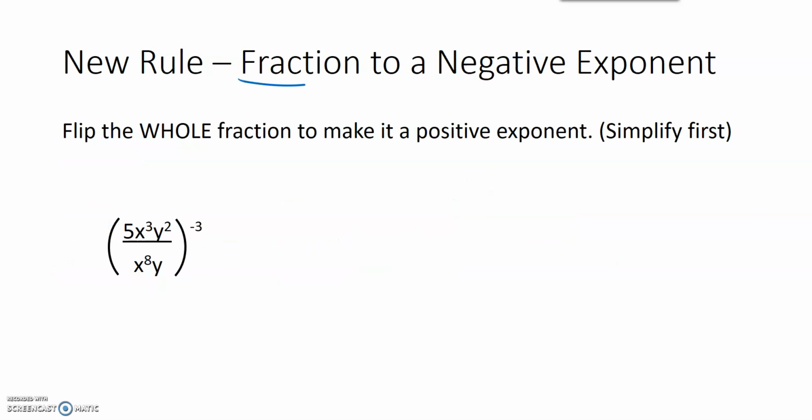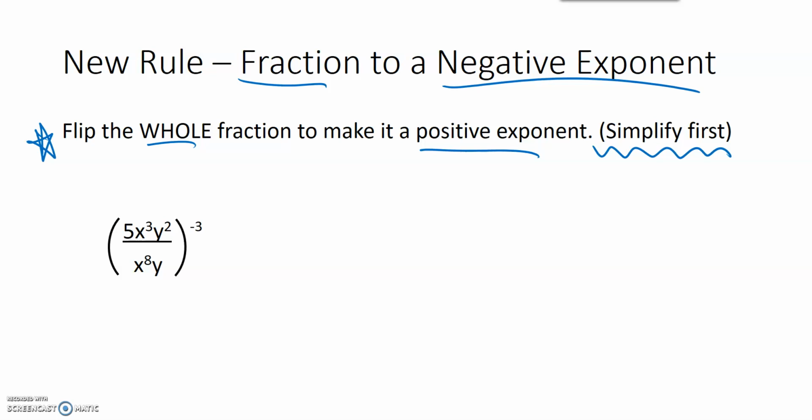Really, like I said, what we're focusing on is a fraction that has a negative exponent outside. The fix to it is really easy. What we do is we flip the whole fraction to make it a positive exponent. And it's a great idea to simplify first inside your fraction. That just makes everything easier to deal with.